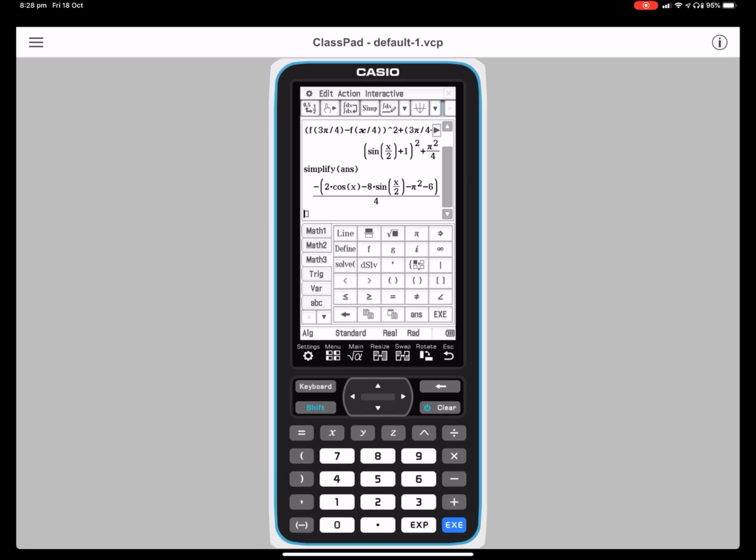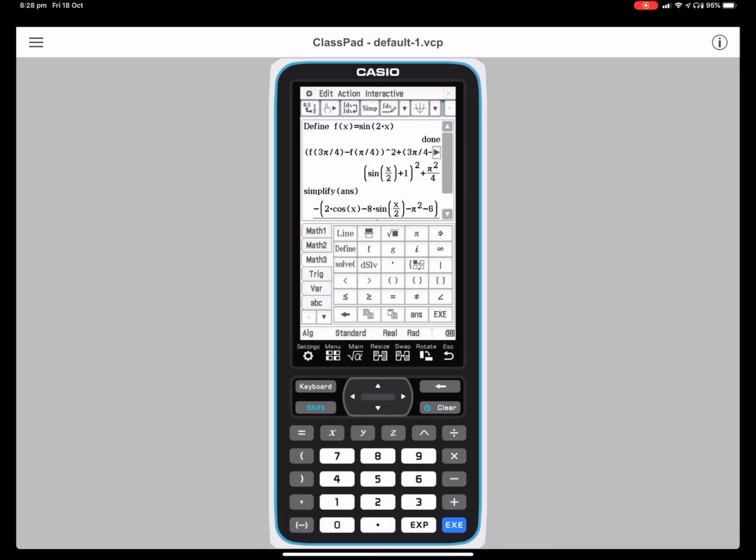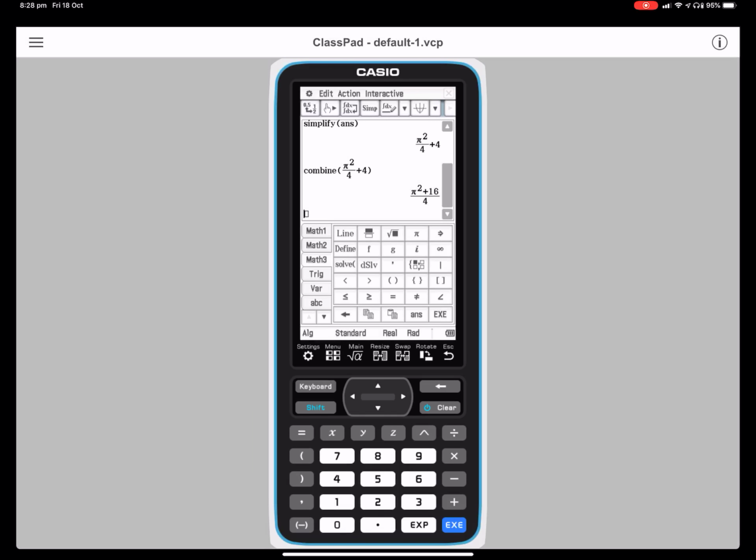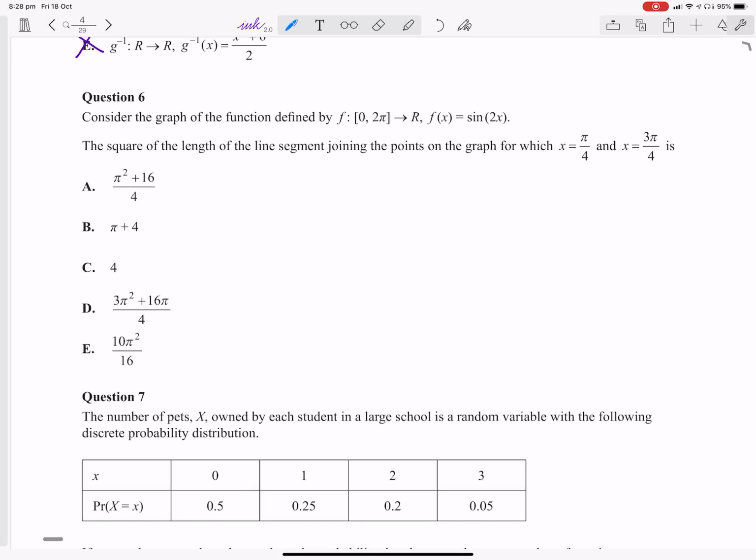Simplify. What? Oh, I didn't put pi, I put that. Pi squared. Okay, so of course you can go transformation, fraction, combine. Pi squared plus 16 on 4.